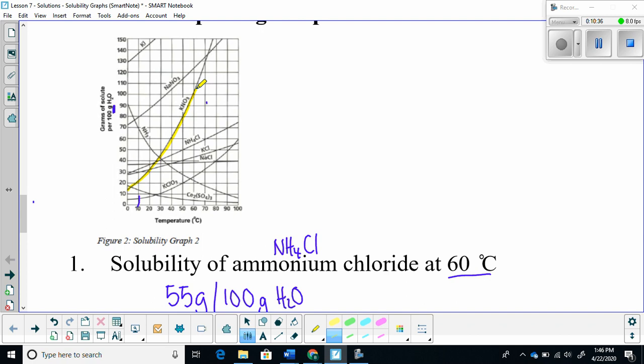And if it helps you, feel free to highlight the line as well. I don't know why my line is correcting itself. Give me 1 second, I'll be back. Okay, so there's my potassium nitrate line. Now we want to compare it at 10 degrees Celsius. So at 10 degrees Celsius, I reach my line, and it can take a maximum of 20 grams at 10 degrees Celsius.